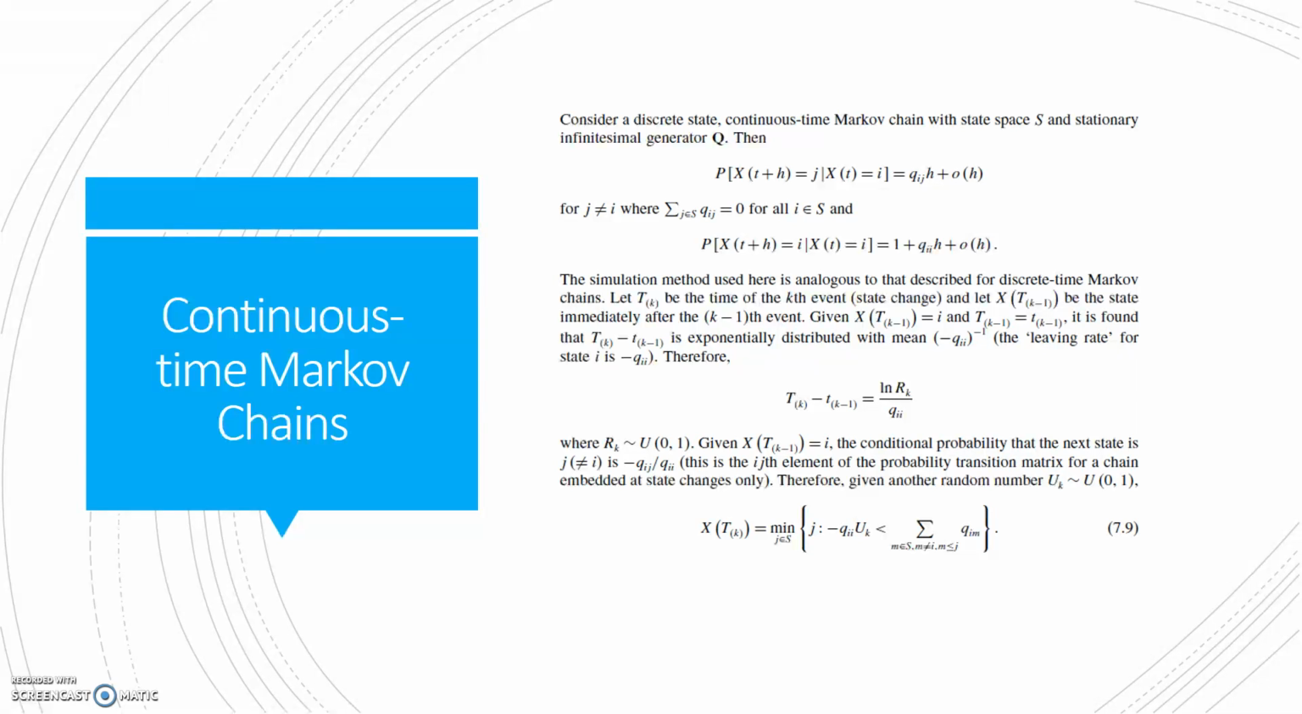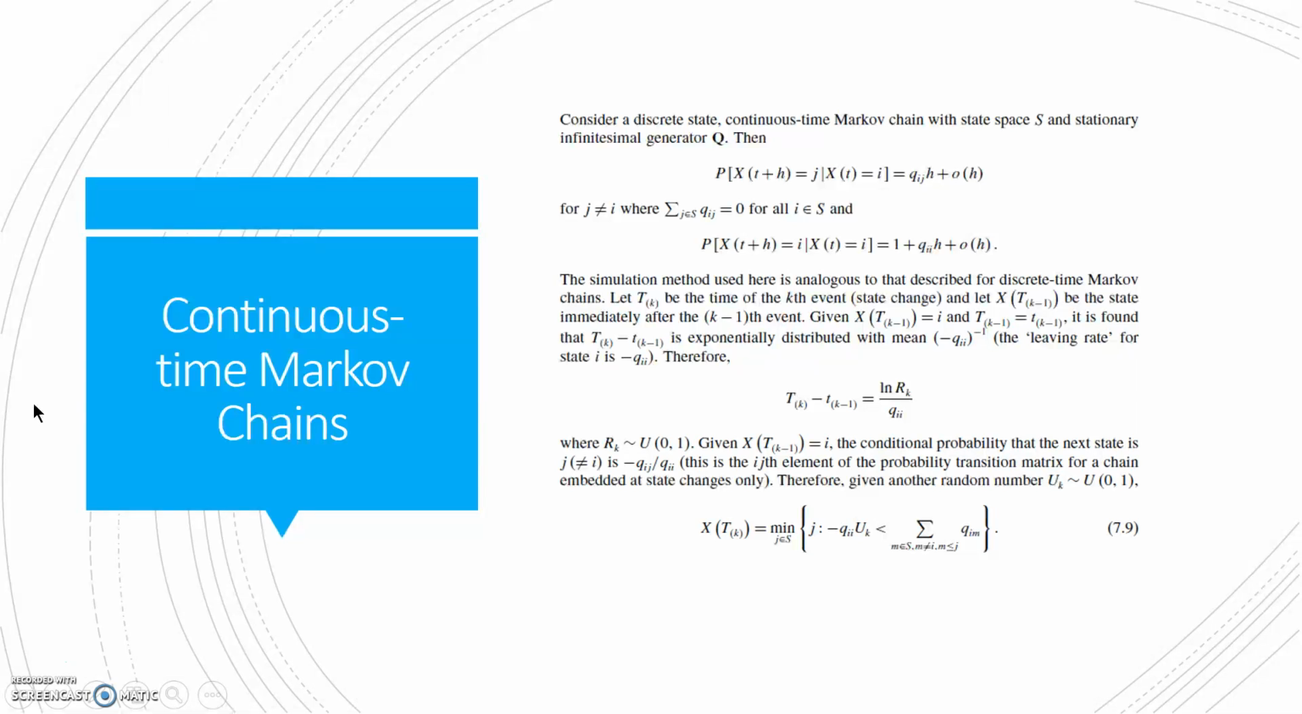So if we let t sub k be the time of the kth event, which is a state change, and we let x of t k minus 1 be the state immediately after the k minus 1 event, and given that x of t k minus 1 is equal to i, and t sub k minus 1 is equal to lowercase t k minus 1, it can be found that t k minus t k minus 1 is exponentially distributed with a mean of negative 1 over q sub ii, and therefore t k minus t k minus 1 will be equal to ln r sub k over q ii, where r k is uniform on 0 to 1.